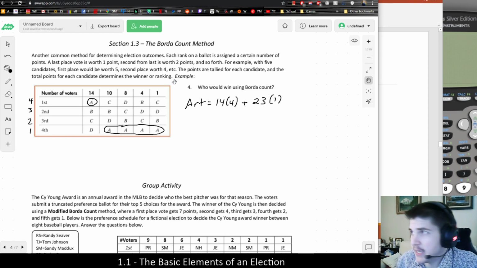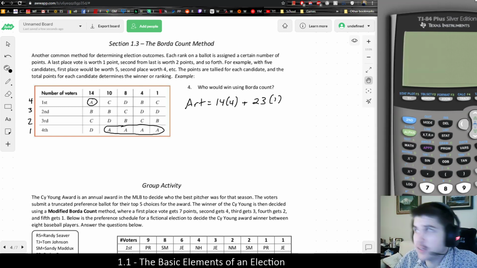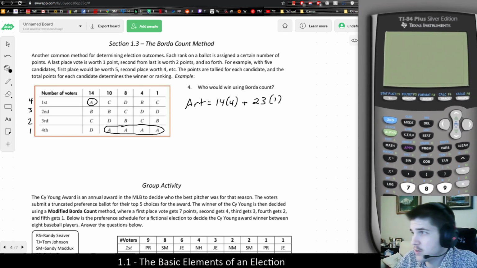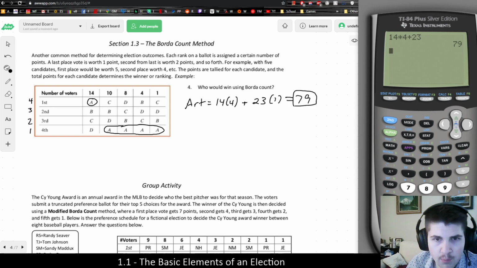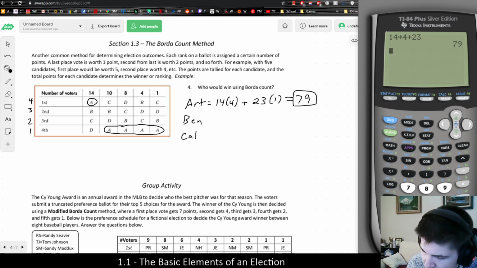But anyways, we could also just throw that into our calculator to see what Art's Borda count total would be. 14 times 4 plus 23 times 1 is 79 Borda points. And obviously we need to figure out everyone's Borda total before we can figure out who's going to win. So let's go ahead and do that. Ben is up next, then Kathy, and then Debbie last but not least.